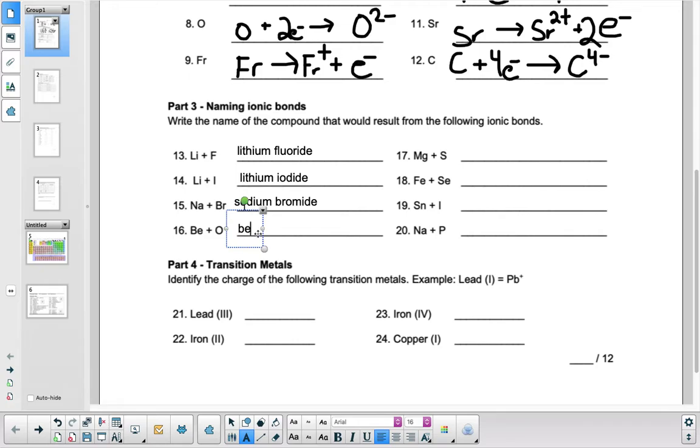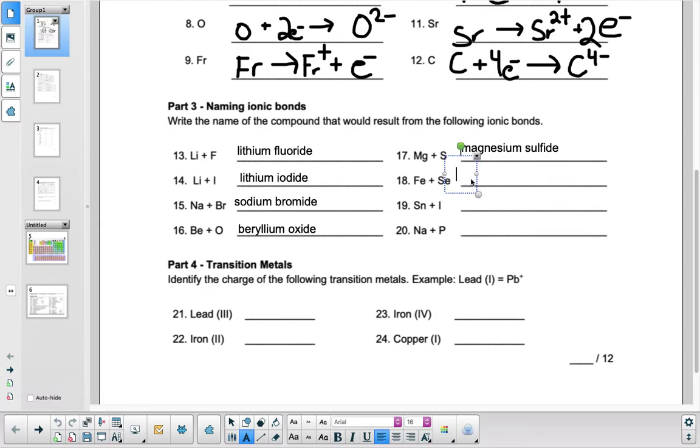16, beryllium and oxygen. We're going to change oxygen to oxide. 17, magnesium and sulfur. Sulfur will change to sulfide.